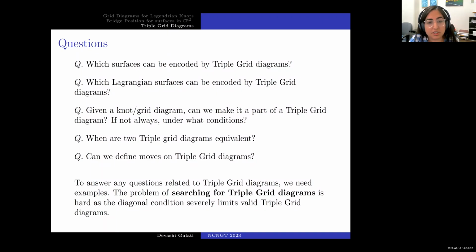The problem of searching for triple grid diagrams is hard, as the diagonal conditions severely limit valid triple grid diagrams. Thank you for listening. I will elaborate on the process and details for searching for triple grid diagrams in part 2 of this talk. I will also talk about the model space of triple grid diagrams and try to answer some of these questions.